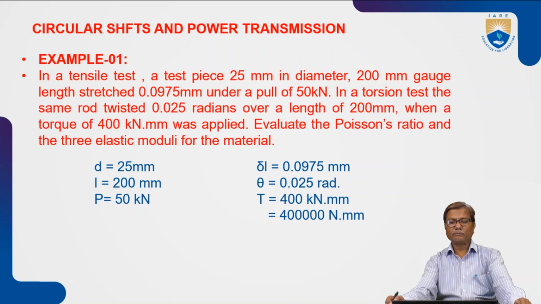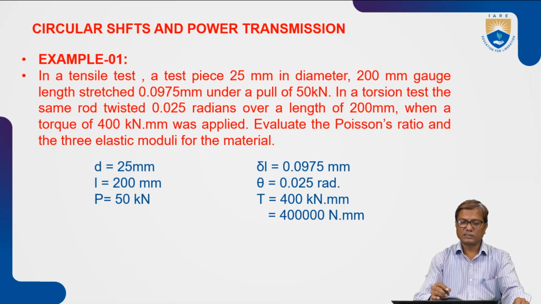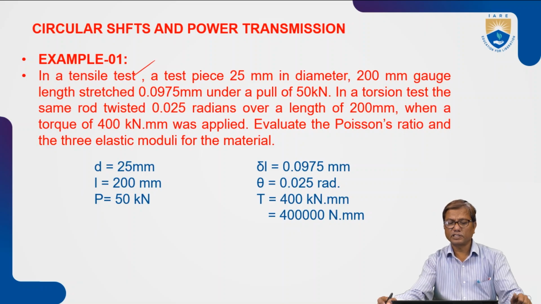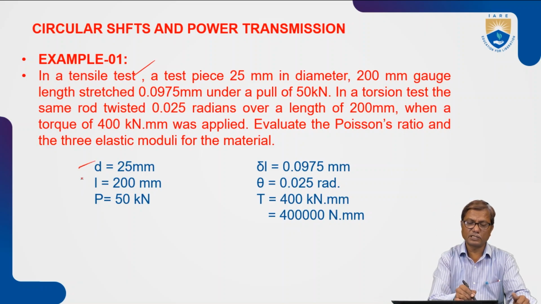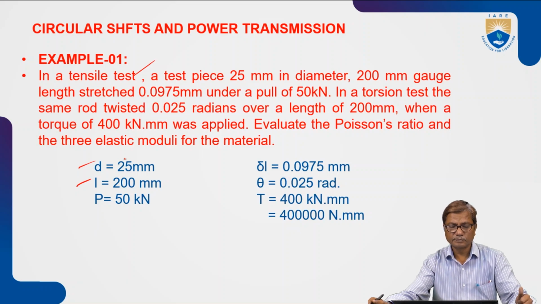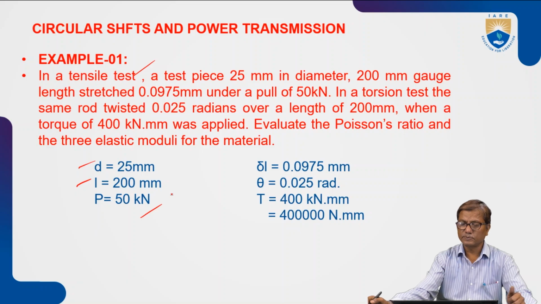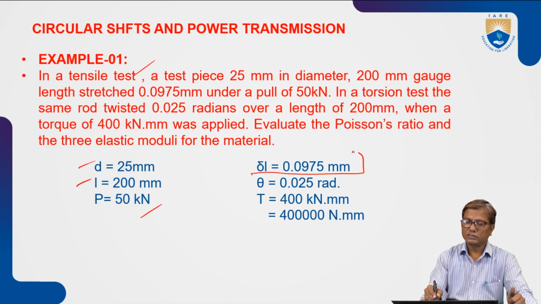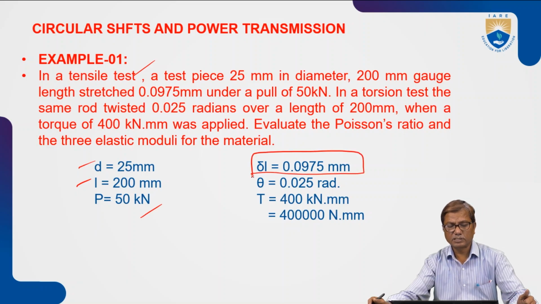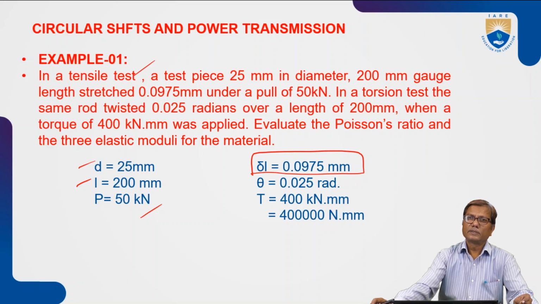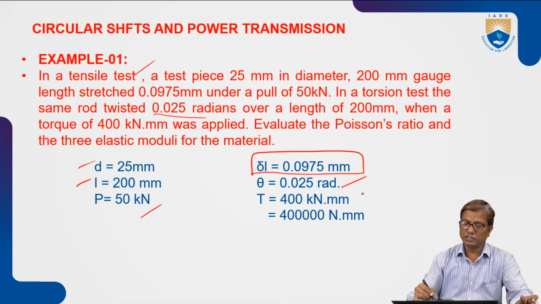Okay. So what is given is the tensile test results of a test piece of diameter 25 mm, length 200 mm, under the action of a pull of 50 kilonewtons. What is the extension? It is stretched by 0.0975 millimeters. And for the same test piece, the angle of twist is 0.025 radians under the action of the torque.